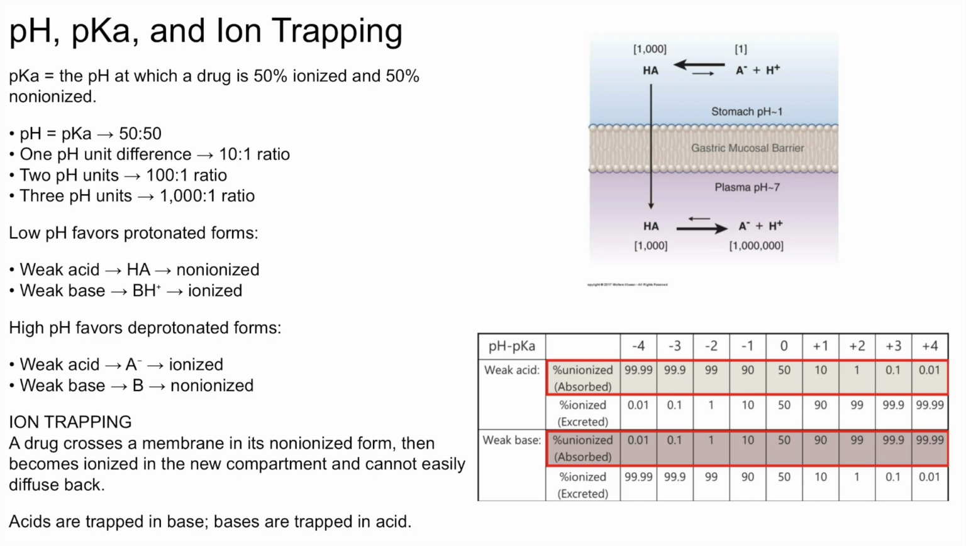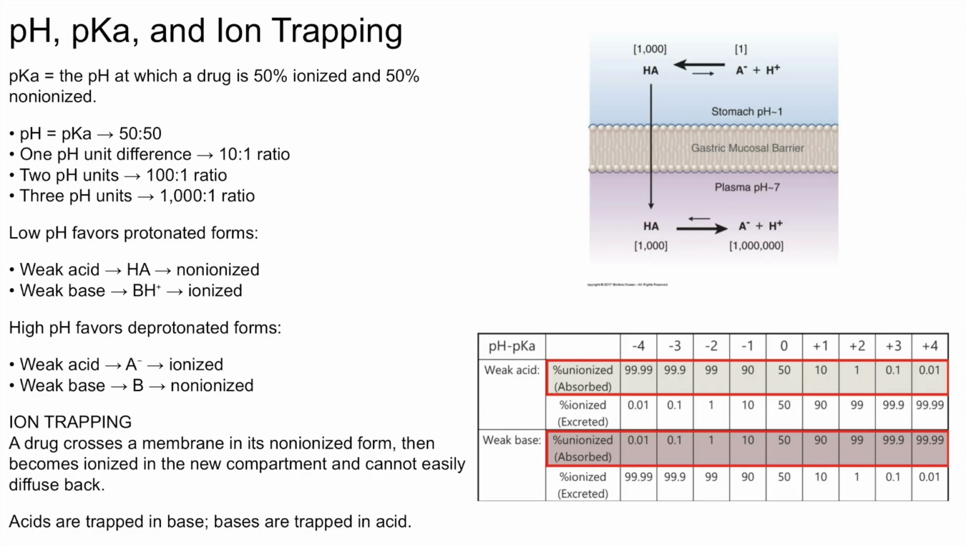High pH favors deprotonation. So deprotonation for a weak acid looks like A-. It lost that proton, so now it has a negative charge. Then for a weak base, a non-ionized form just looks like B, right? So it's non-ionized. No charge.